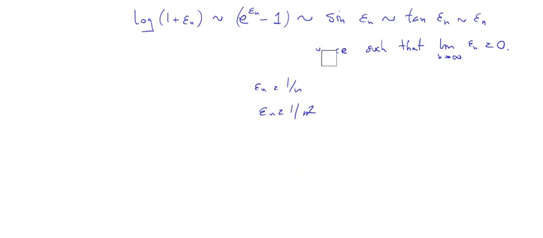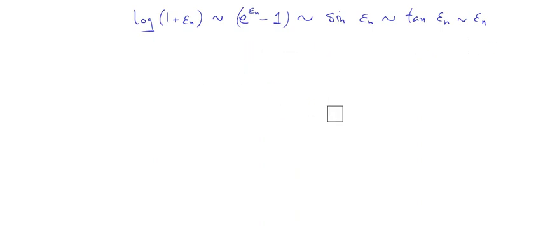This string of equivalences is very useful, and I'm going to prove them now. Let's start with the first ones. We have, as we've seen before, that the limit of 1 plus epsilon sub n to the 1 over epsilon sub n is e.